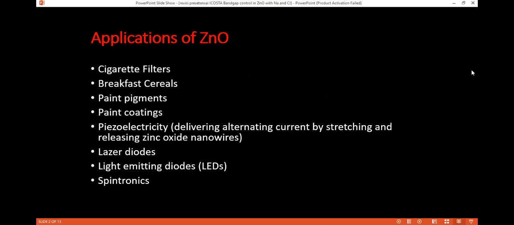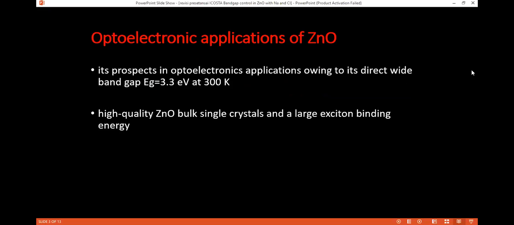Zinc oxide nowadays has very wide application, such as cigarette filter, breakfast cereal, pen pigment, pen coating, piezoelectric, laser diode, light emitting diode, and spintronic. It's also used for optoelectronic application. Actually, now not only zinc oxide but also gallium arsenide. But zinc oxide has a strong point compared to gallium arsenide. It has a high quality zinc bulk single crystal.